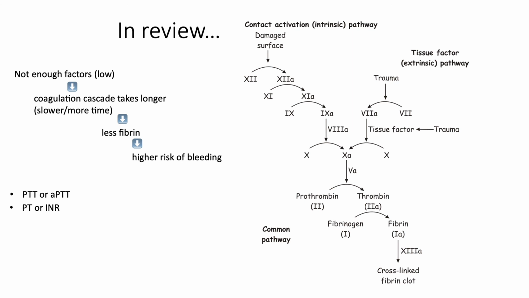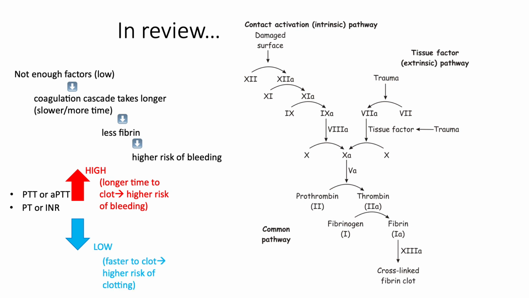Now, both of these are reported in time. So if I have a high PTT or APTT, or if I have a high PT-INR, all that's telling me is it's taking longer to clot. And if it takes longer to clot, then I'm going to be at a higher risk of bleeding. Now, if the opposite happens, if I have a very low PTT or APTT, or I have a low PT-INR, that means we are taking very little time, a very low amount of seconds, right? A very short time to get through this coagulation cascade, meaning I'm very quickly forming a lot of fibrin, so I'm much quicker at clotting, and therefore I'm at higher risk of clotting and all of the problems that come with too much clotting that we talked about before.